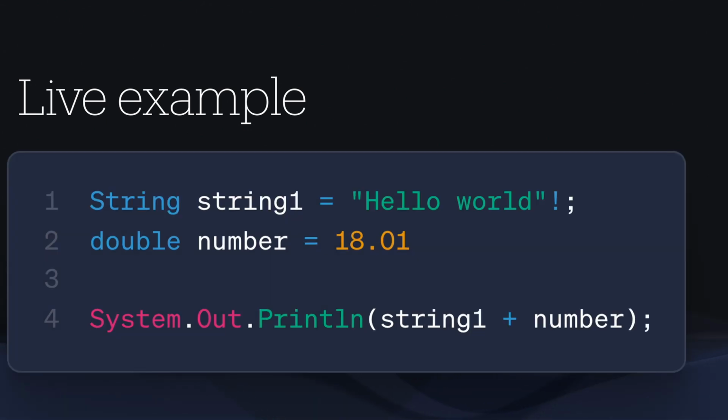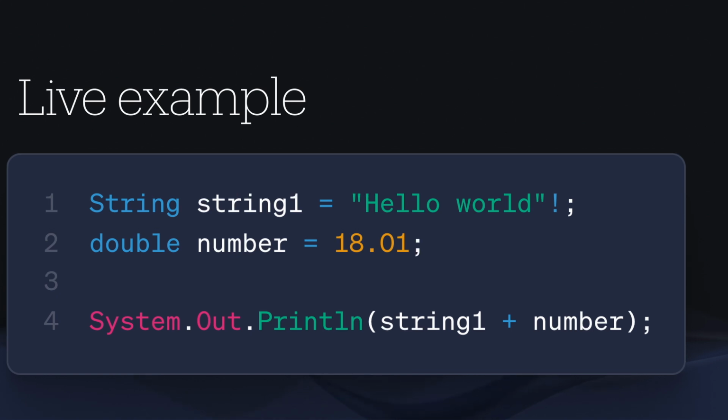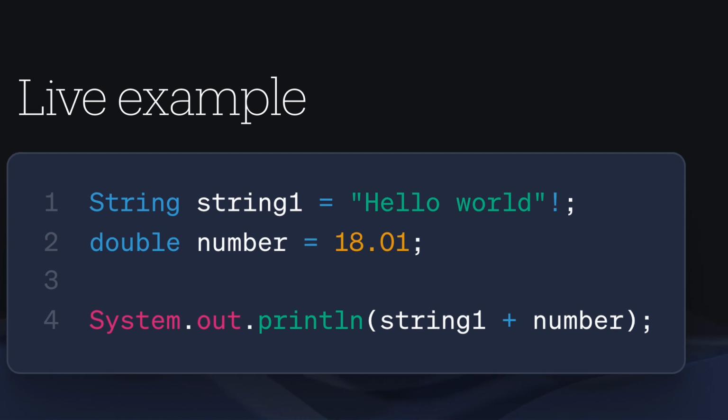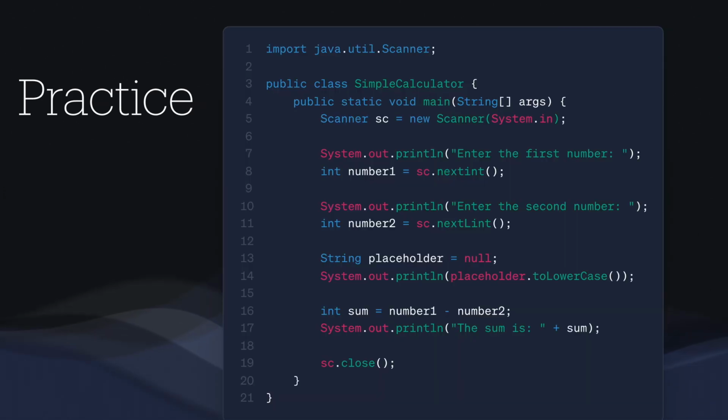On the next line, we see double number is equal to 18.01, but we're forgetting a semicolon. So let's go ahead and fix that. And finally, we see System.out.println string1 plus number. The issue with this one is every word in System.out.println starts with an uppercase letter, which only System should. So hopefully you should feel comfortable solving errors on your own.